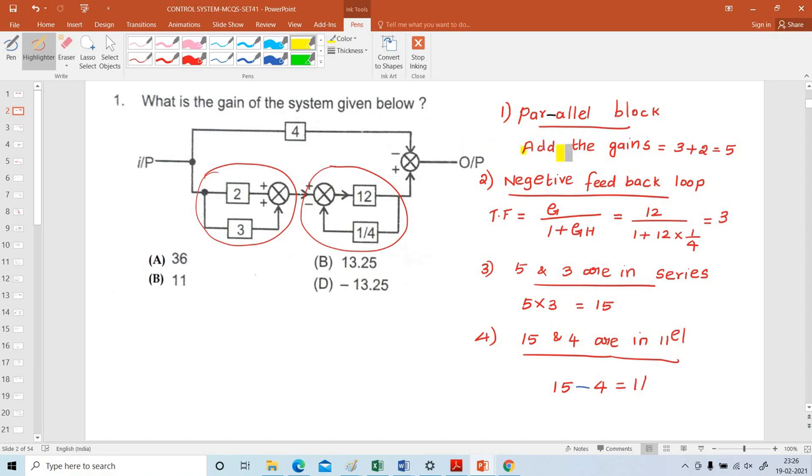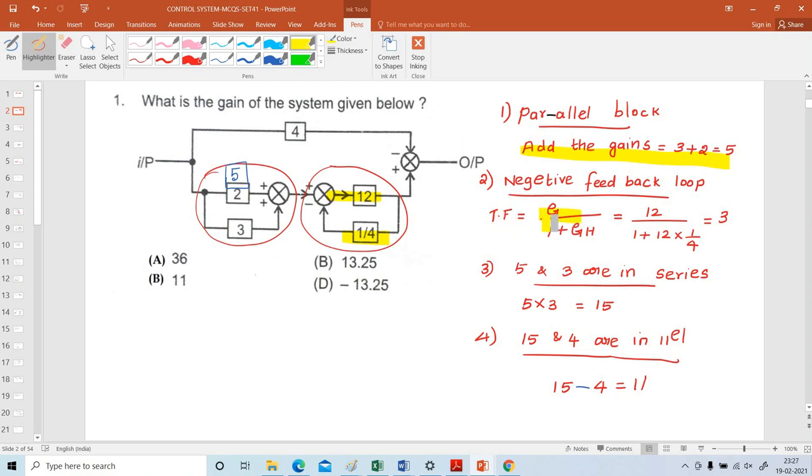Add the gains in the parallel block. So both are combined together, we'll get the gain as 5. Now it is converted into a single block. And next, this is the feedback loop. In this feedback loop, it consists of two elements, that is 12 and 1 by 4. Next, I am going to reduce the negative feedback loop.